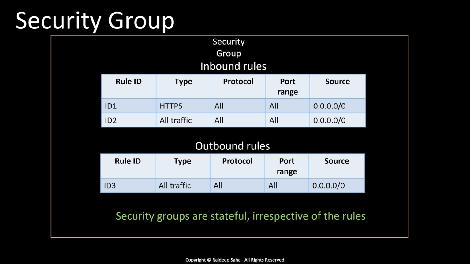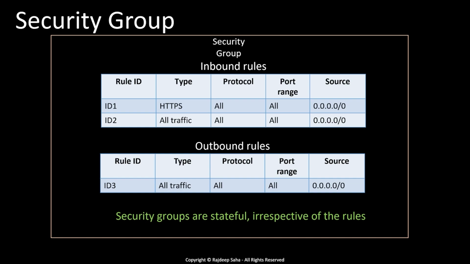For the inbound rules, there are two rules, ID1 and ID2. Remember, they are not numeric because everything needs to be satisfied. For ID1, HTTPS protocol is allowed. For ID2, all traffic is allowed. There is no deny rule in a security group. Whatever you allow will be allowed, so don't put something that you don't want to allow and it will be denied by default. And for outbound rules, everything is being allowed to exit.